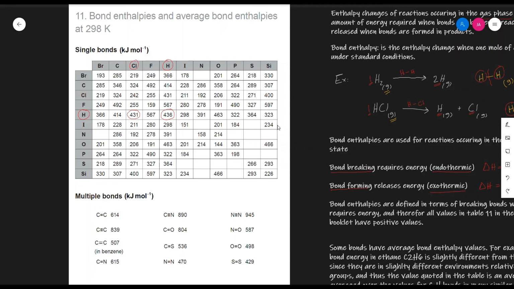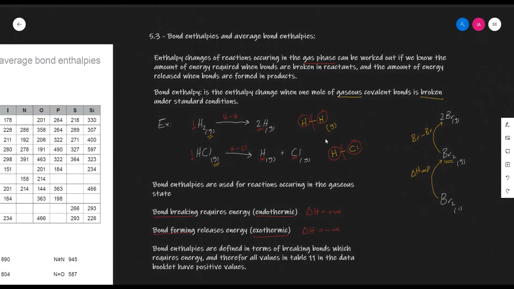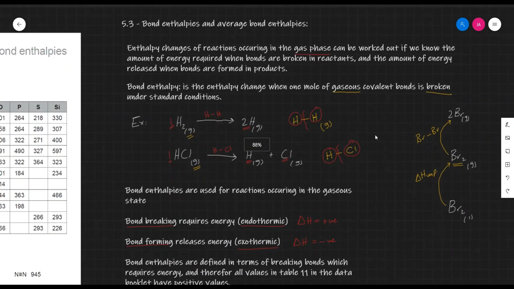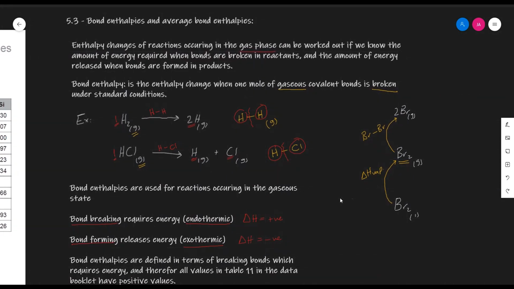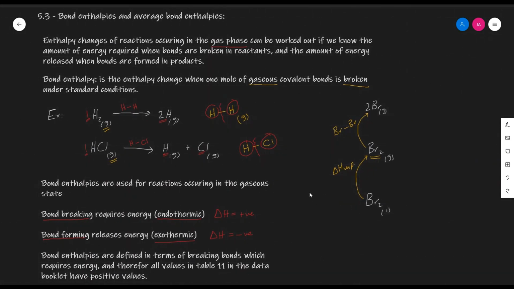In the next video, I will explain how to use bond enthalpies and average bond enthalpies to determine enthalpy changes of reactions using methods 1 and 2, as we previously covered. Method 1 being an energy cycle, and method 2 being the general mathematical equation, which I prefer you use in exams. Please watch the second video.